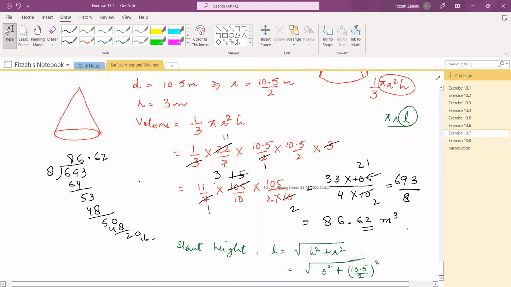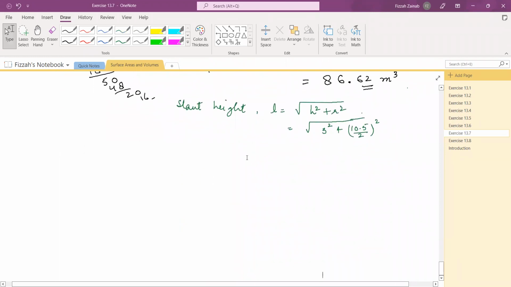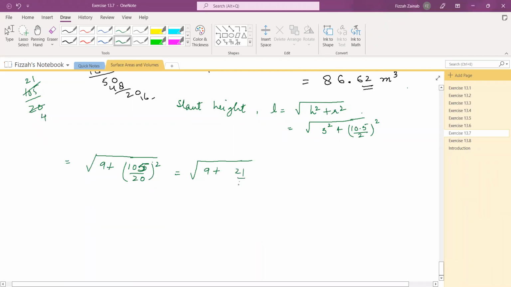So let us do this calculation. This becomes under root of 9 plus, I'm writing it like this, 105 divided by 20. So I have removed the decimal. So this becomes 9 plus, how much is 105 into 105? Or can I reduce it with 5? I can just simplify this, right? 105 divided by 20, so 5 into 21 and 5 into 4. So I can write it as 21 by 4 whole square.